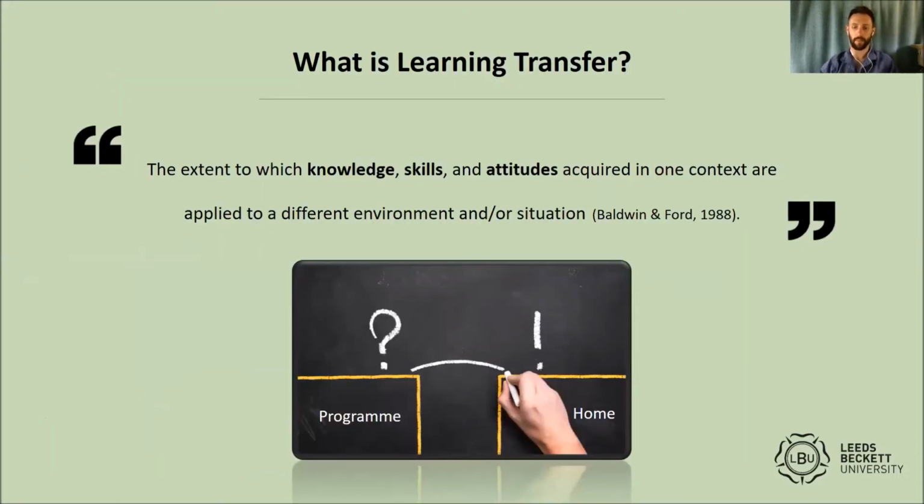So I think firstly it's important to define what transfer of learning actually is. Now this quote is quite old, but it's actually been used quite heavily within literature and research, and it refers to transfer as the extent to which knowledge, skills and attitudes acquired in one context or setting are applied to a different environment or situation. So it's quite broad really.